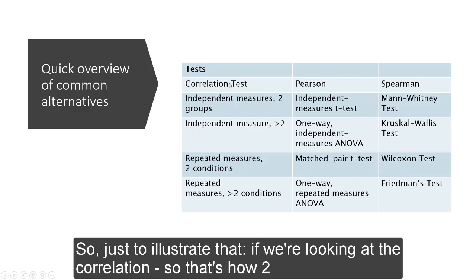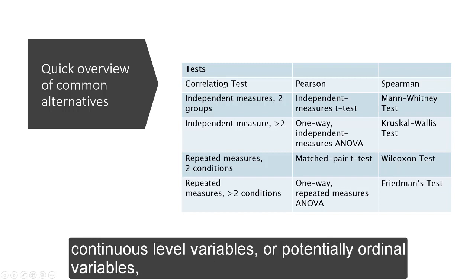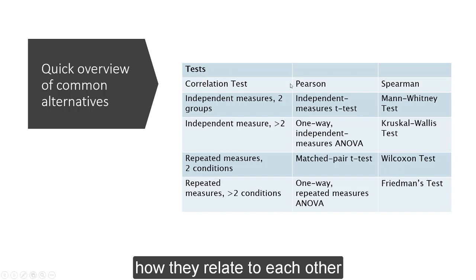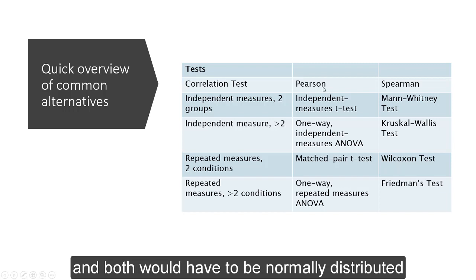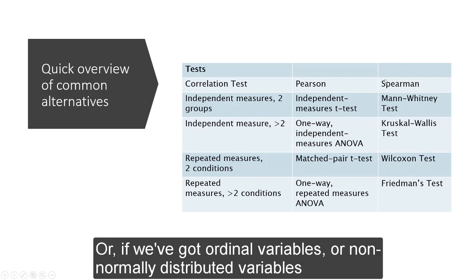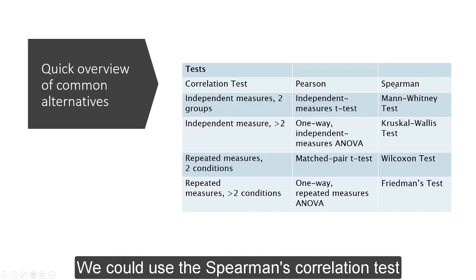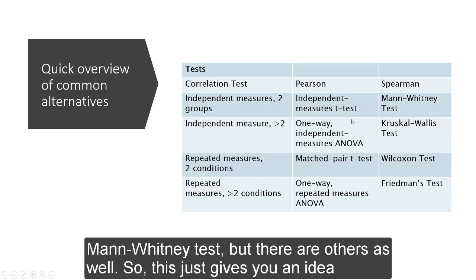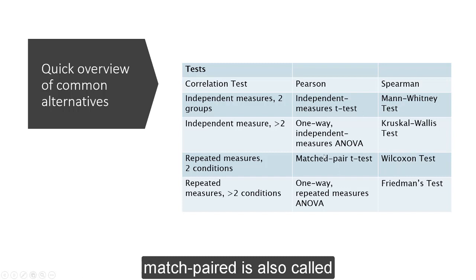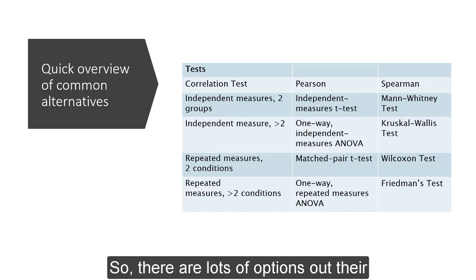So just to illustrate that, if we're looking at a correlation, so that's how two continuous variables, or potentially ordinal variables, relate to each other, we're looking at either the parametric version, which would be a Pearson, so both the variables would have to be interval or ratio level, and both would have to be normally distributed. Or if we've got ordinal variables or non-normally distributed variables, we could use the Spearman's correlation test. We've already looked at the independent t-test and the alternative non-parametric Mann-Whitney U-test, but there are others as well, so this just gives you an idea. Matched paired is also called dependent t-test and so on. So there are lots of options out there.